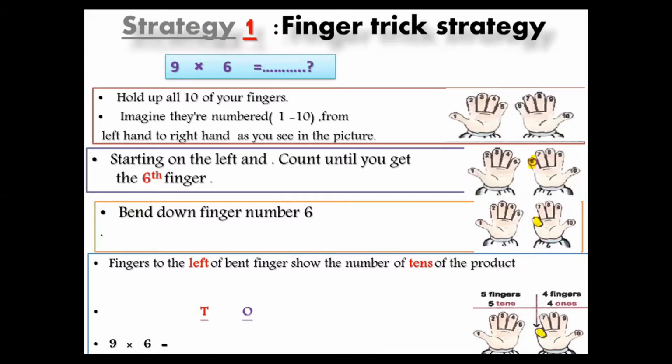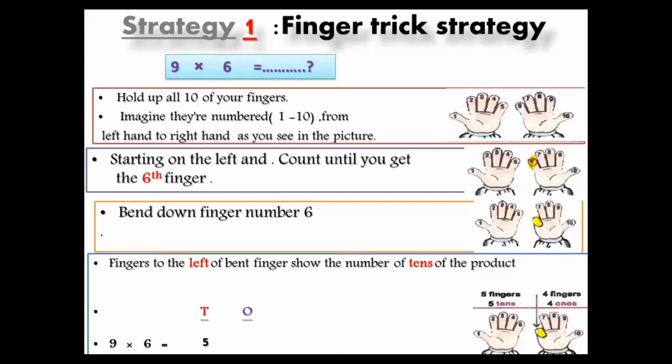How many fingers are there before the sixth finger? We start to count from the left. Let's count: 1, 2, 3, 4, 5. So we write number 5 in the tens of the product.